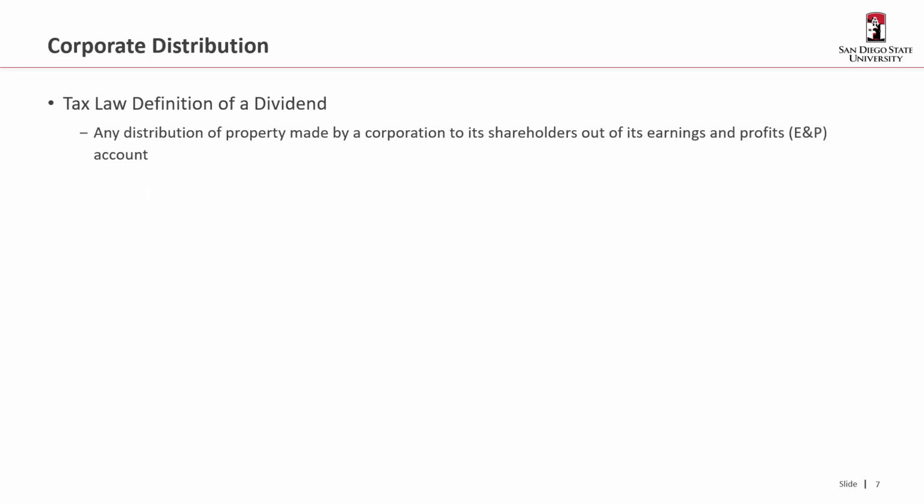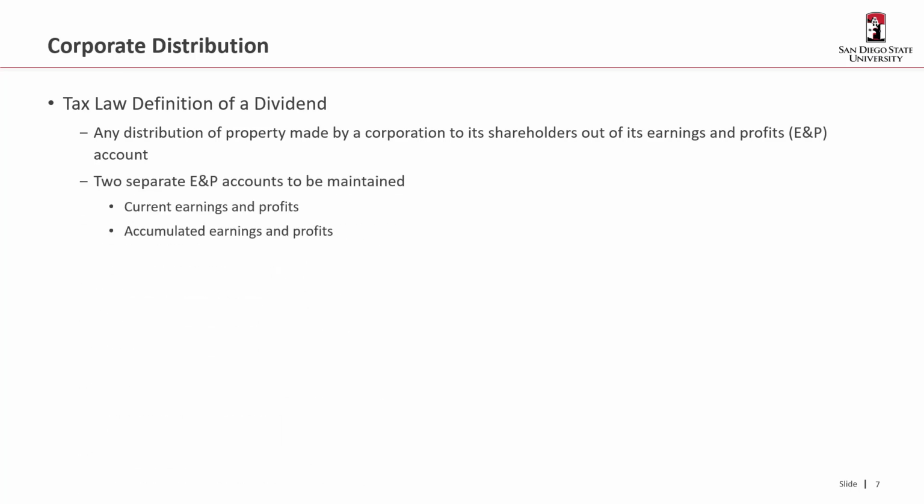Okay, so again, tax law definition of a dividend: any distribution of property made by a corporation to its shareholders out of its earnings and profits account. So there are actually two separate earnings and profit accounts that have to be maintained by a corporation. Current earnings and profits and accumulated earnings and profits.